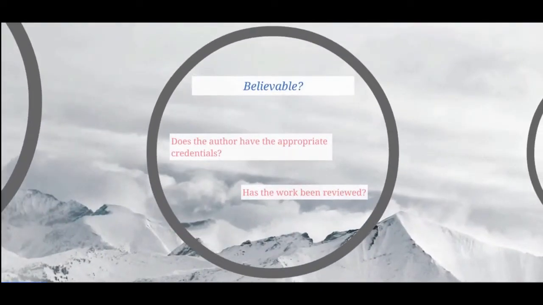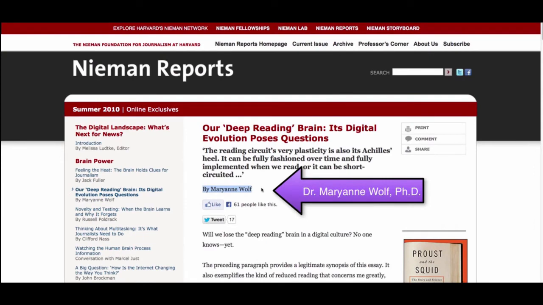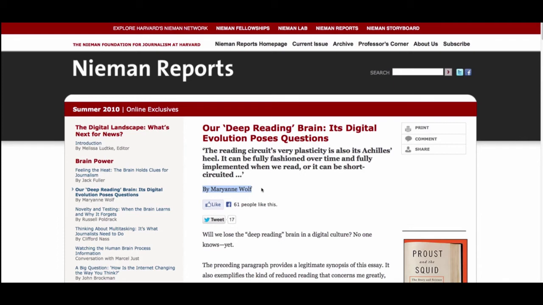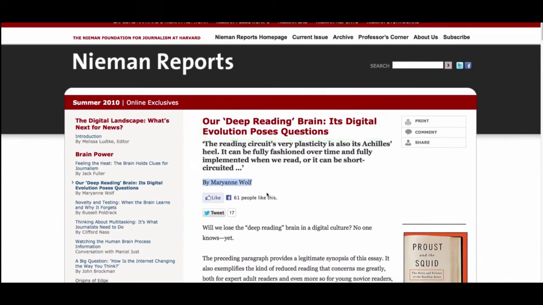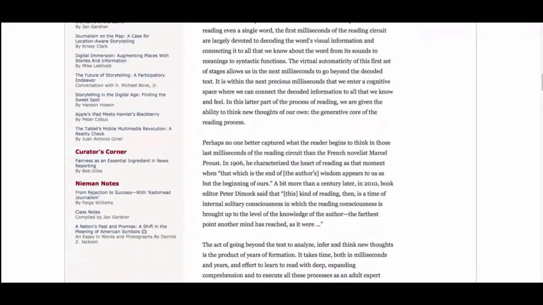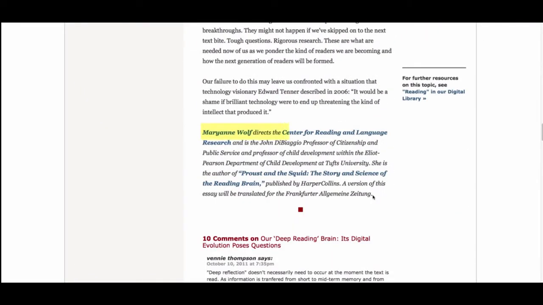When analyzing the ethos of a text, we're assessing the believability and credibility of the author. For instance, does the author have the appropriate credentials for the argument she or he is making? Oftentimes, students see that an author has a PhD, then they stop there. What's the PhD in? If we take a look at this article on deep reading and the brain and scroll down to view the author's credentials, we see that she directs the Center for Reading and Language Research and is a professor at Tufts University. These are pretty impressive credentials for a person arguing on the topic of reading.